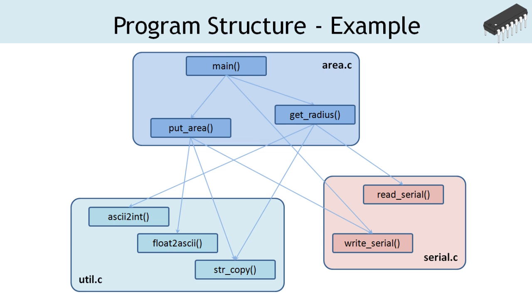Area.c implements functions main, get_radius, and put_area. Serial.c implements all the logic required to communicate over the serial channel and provides functions like read_serial and write_serial. Util.c implements ASCII to int, float to ASCII, and string_copy functions. The prototypes of these functions are defined in serial.h and util.h header files.